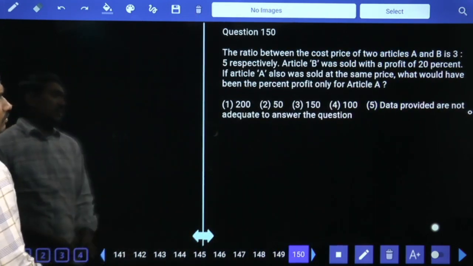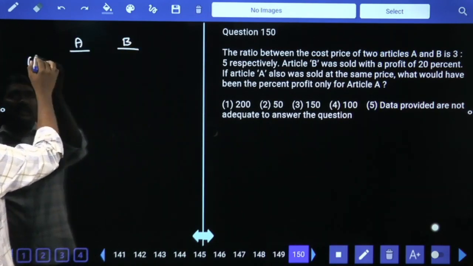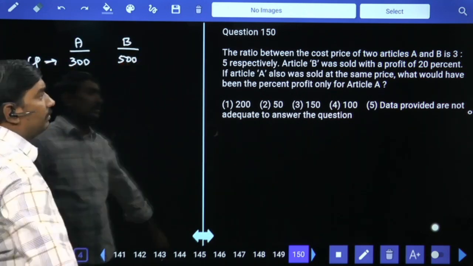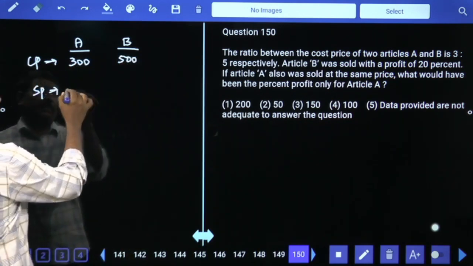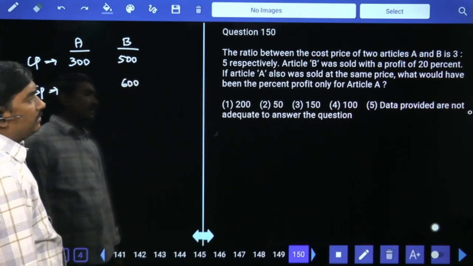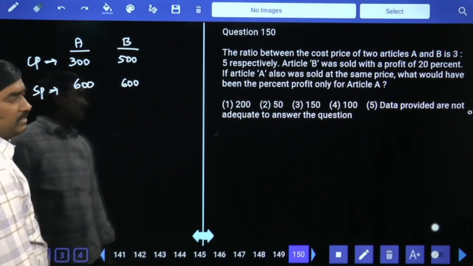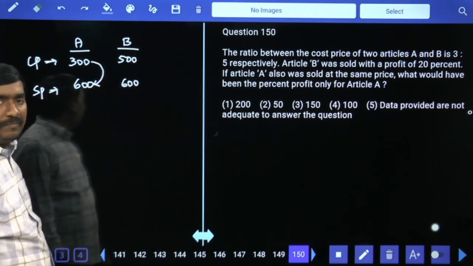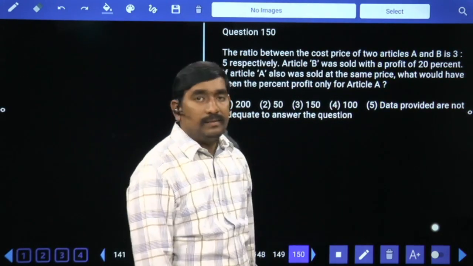The ratio between cost prices of two articles A and B is 3:5. Let's imagine cost prices of the articles are 300 and 500. Article B was sold with a profit of 20%. 20% profit means selling price 600. Article A was also sold at the same price, at 600 only. What would have been the percent profit for article A? 300 became 600, means double. Profit is 100%. Thank you.